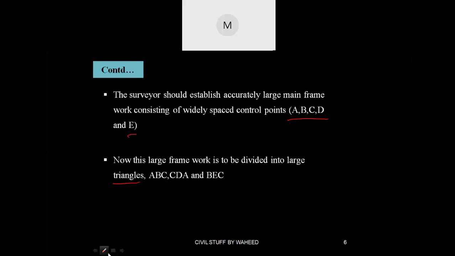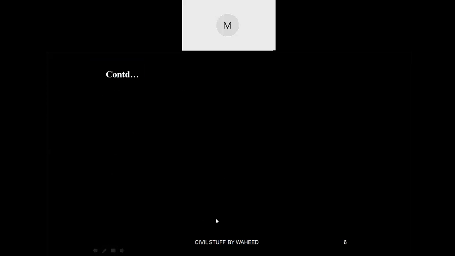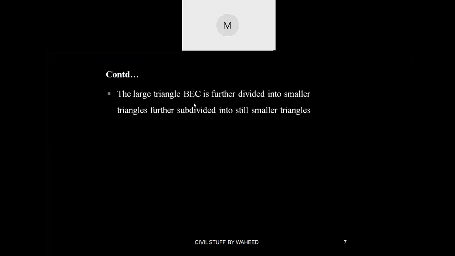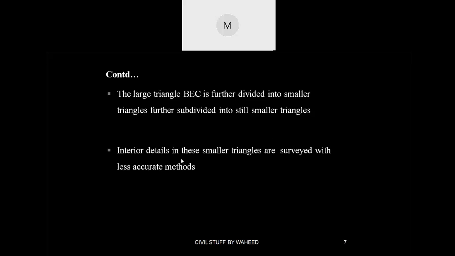Now the control points which are fixed here should be made by highly accurate instruments. Next, see, as I said, the larger triangle PEC is further divided into smaller triangles, further subdivided into still smaller triangles. Now what is the purpose?